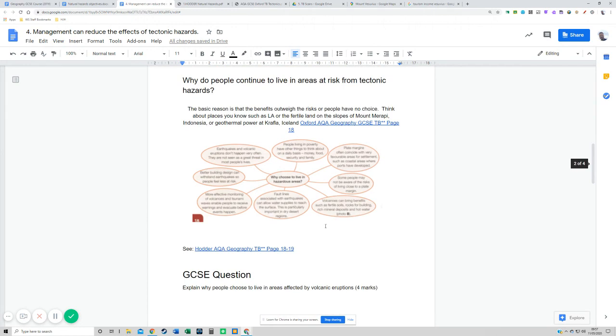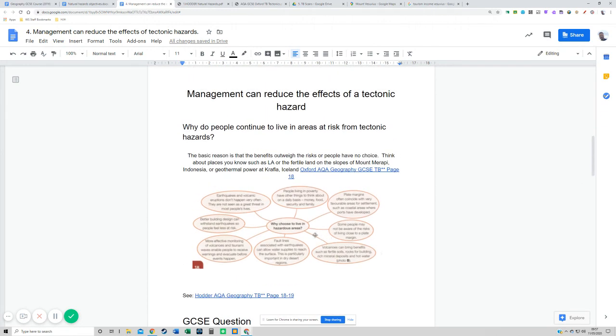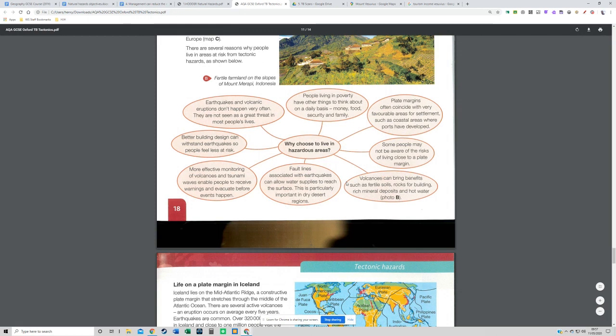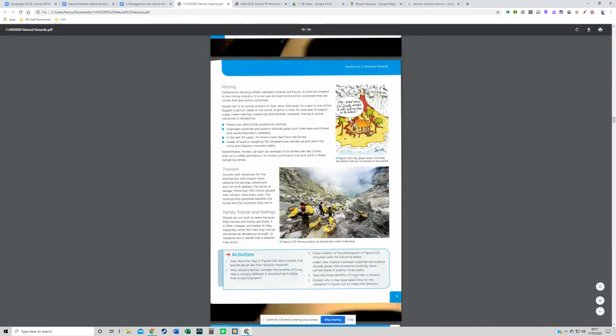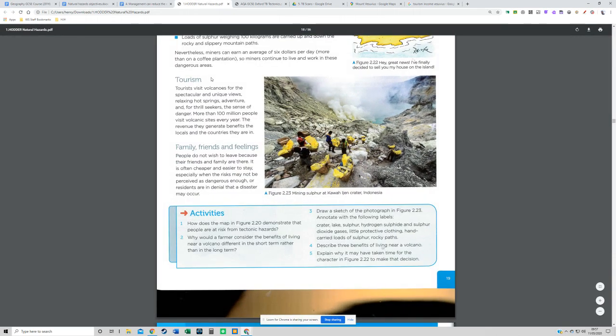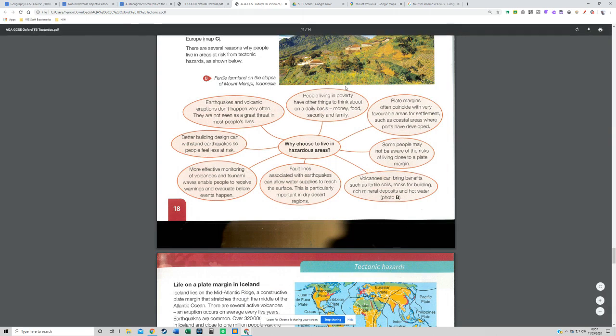So going back to what we're doing, it's always good to look at what the exam would expect of us before we start making any notes. We could take any of these. So earthquake and volcanic eruptions don't happen very often. People living in poverty have other things to think about. So going around all of these, volcanoes bring benefits such as fertile soils. We could use tourism for an example of that. If I switch textbooks to the Hodder textbook, there's a little bit here about tourists visiting volcanoes for spectacular and unique views. So we could combine that work to come up with a really clear point.